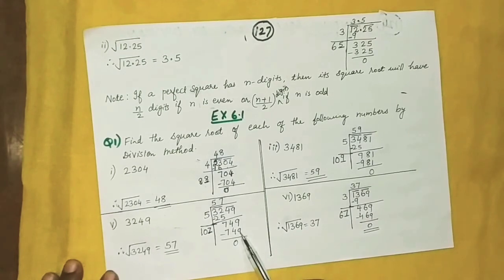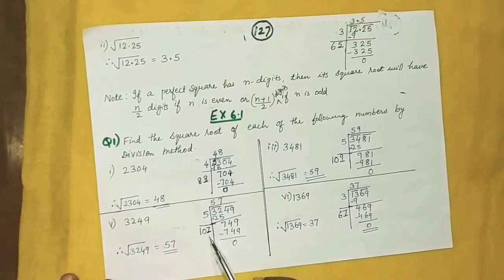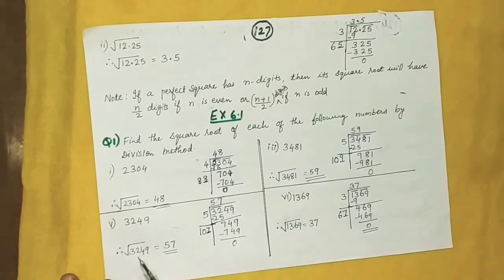Such that here 9 should get. And the number should be 749. 107 into 7 is 749. The 7 we wrote means you have to multiply by 7. So 7 will come in the quotient also. So the square root of 3249 is 57.